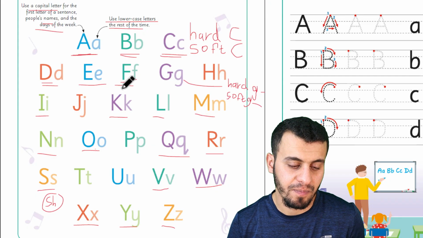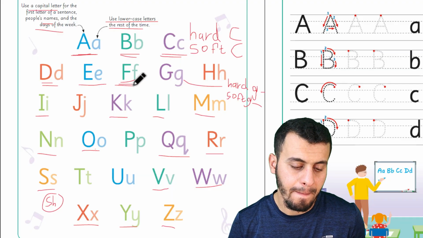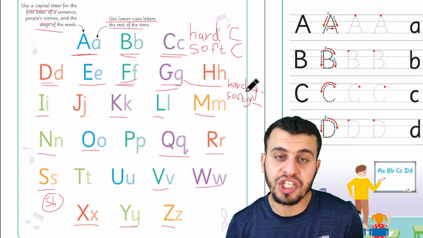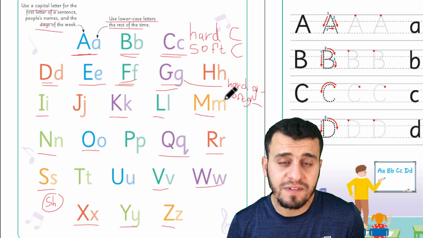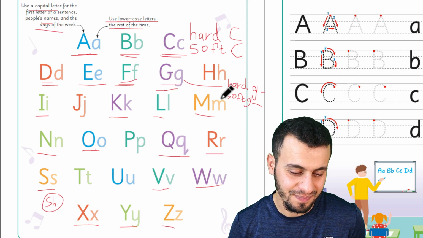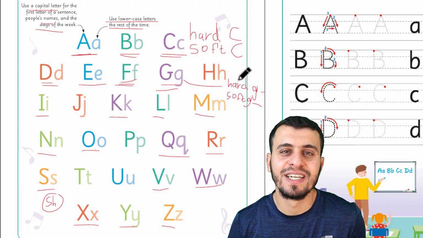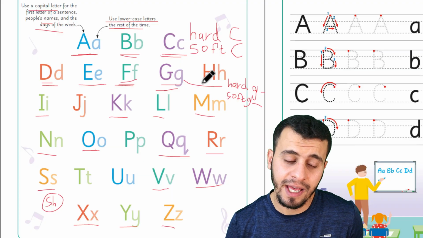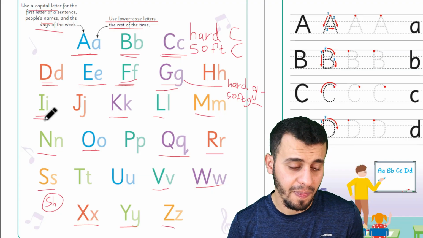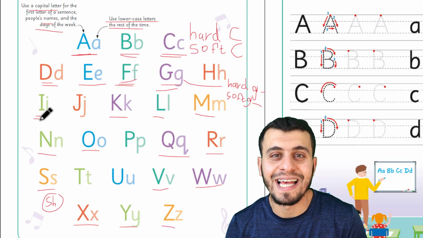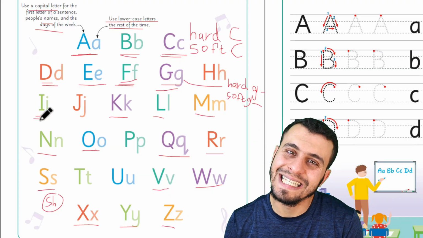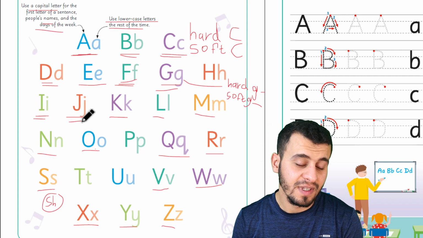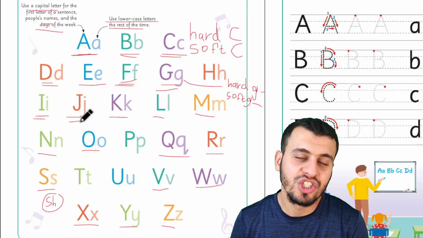F says F. G. Hard G says G. Soft G says J. H says H. I. I says E. J says J.